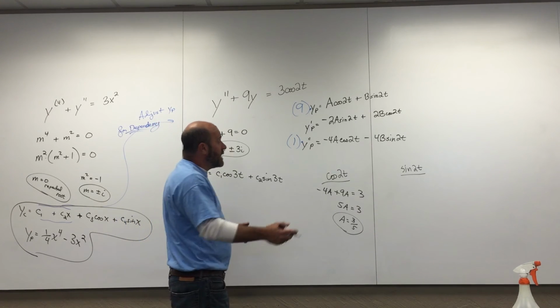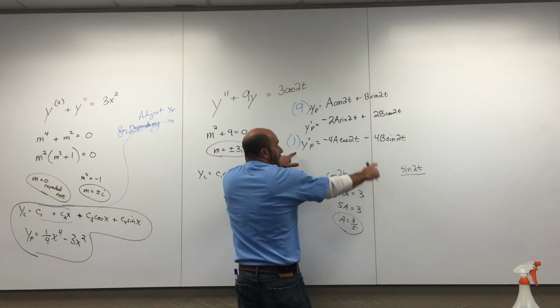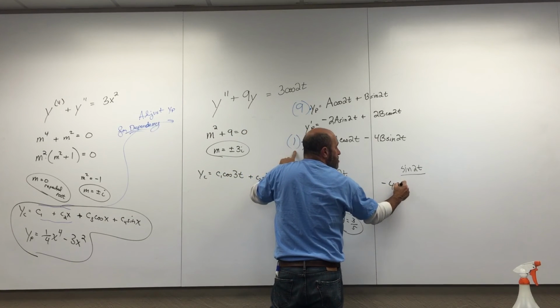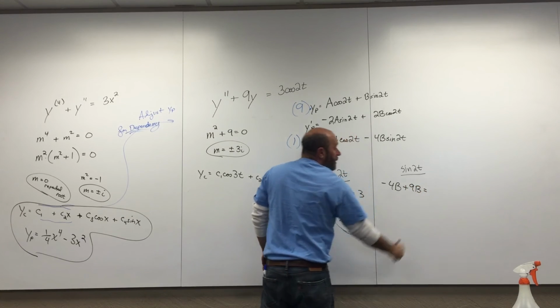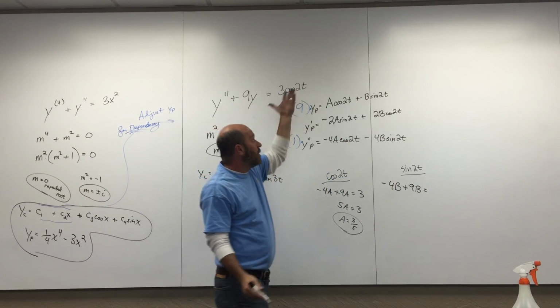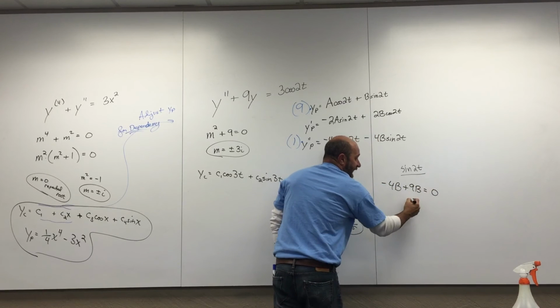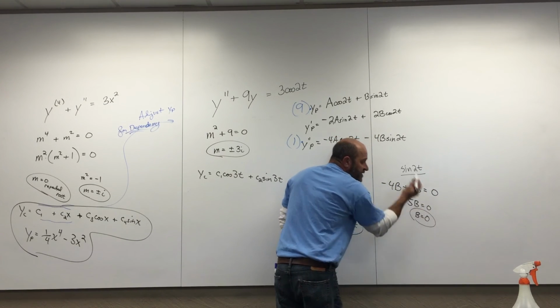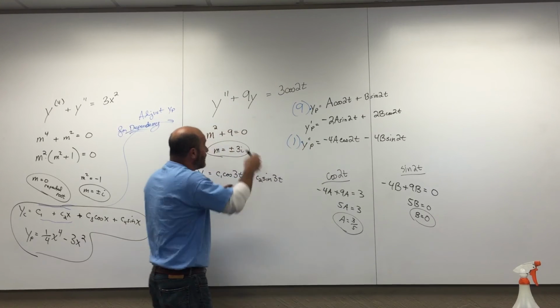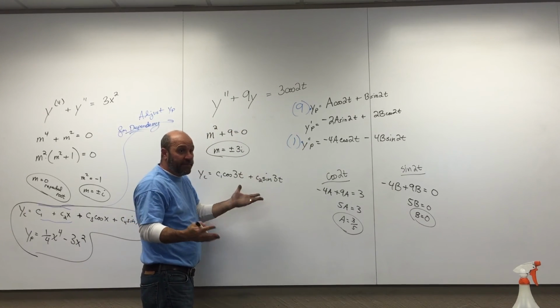Let's see what happens. If I look at the sines, I got a negative 4b, and then I got 9b, but they do have to add up to be 0. So I'm going to have 5b equals 0, and so b is 0. You know, that doesn't always happen. I mean, don't bank on that.